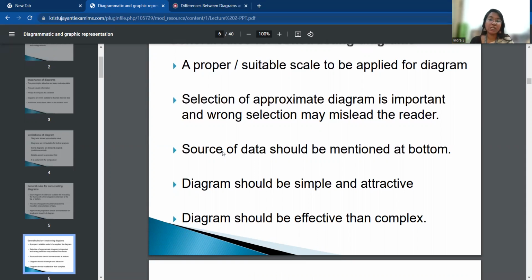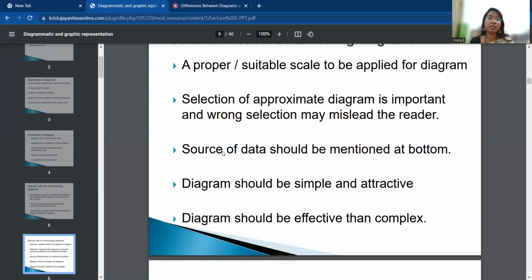Sources of data should be mentioned at the bottom of the diagram. Sources means whether it is primary data or secondary data. What is primary data? We have two different types of data. Under primary data, fresh new information is collected by the researcher or the investigator. So where the data is derived from should be properly mentioned at the bottom left or right side of the diagram. It should have the source.